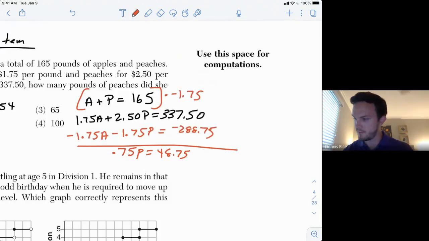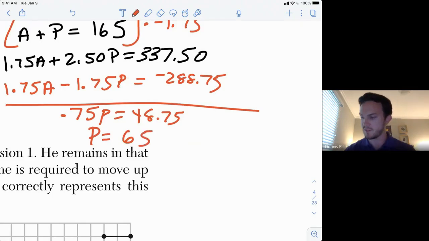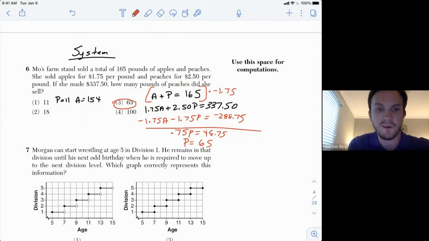Oh, I should have read my, oh no, I did, okay. Because it just wanted to know peaches, I got lucky because I'm solving for p. I could stop once I solve for p, which is good. All right, I got p equals 65. So this one wasn't too bad. Just be careful: if you solve for apples, you might circle the apple choice right away. Apples are 100 in this case, but I wanted to know just how many peaches. So p, obviously. I did elimination again and got p equals 65.